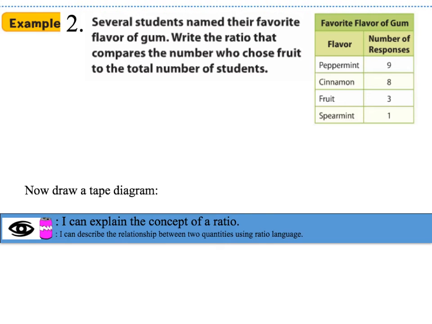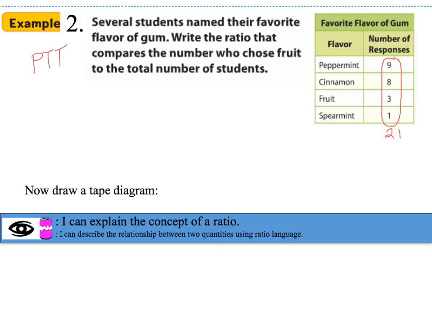Alright, so for example 2, it says several students name their favorite flavor of gum. Write a ratio that compares the number of students who chose fruit to the total number of students. So for this problem, I'm going to call this a part to total ratio because the fruit flavored gum is part of the total amount of gum. So if we want to figure out the total, let's go ahead and add the peppermint gum plus the cinnamon gum plus the fruit gum plus the spearmint gum. And when you add them all together, you get 21.